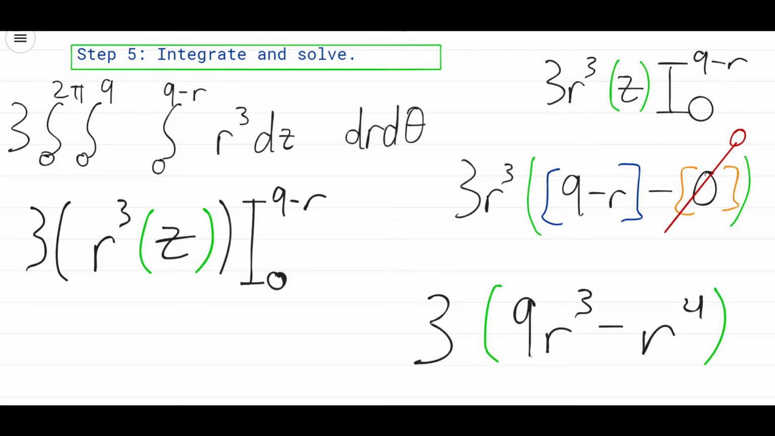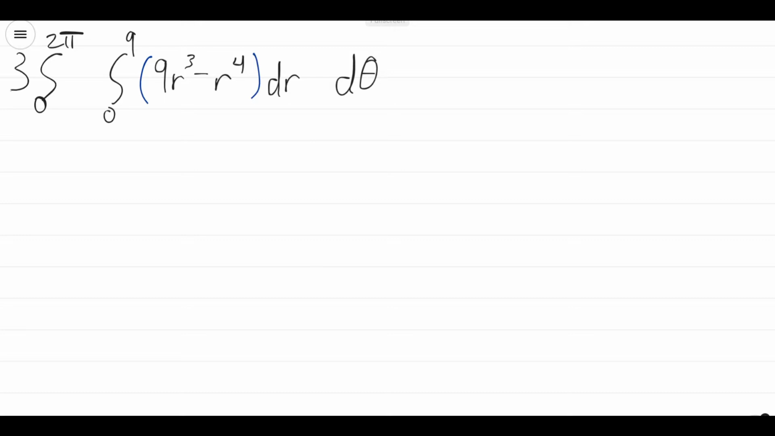And all I did was just distribute the r cubed, nothing more. I didn't distribute the 3, I only distributed the r cubed. Why? Because the 3 is a constant, so there's no point in distributing it. However, now that we're going to integrate with respect to r, I distribute the r back in. So now we have the integral 0 to 2 pi. Now we're integrating with respect to r. So 9r cubed minus r to the 4th dr d theta. I separate the theta so we know we're focused on integrating with respect to r.